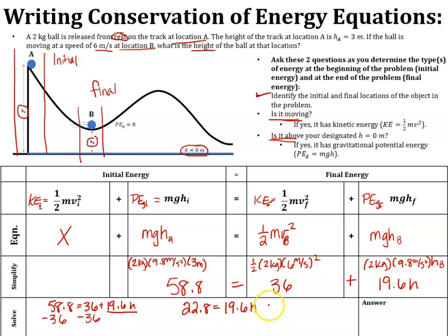So now I have 22.8 is equal to 19.6h. Now that I have my term with my variable isolated, I need to isolate the variable. Right now it is being multiplied by 19.6, so my next step is to divide by 19.6. And what I do to one side, I have to do to the other. So 22.8 divided by 19.6 is going to be our height. So our height is going to be equal to 1.16 meters.